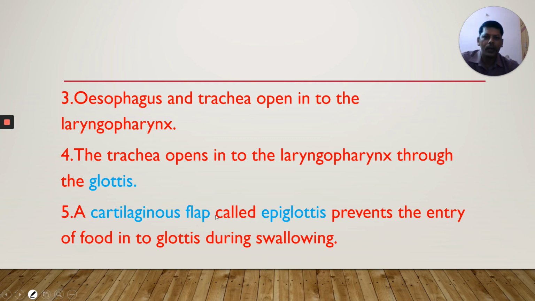A cartilaginous flap, you know very well this one. A cartilaginous flap called epiglottis prevents the entry of food into glottis during swallowing. I told you in the previous video, don't confuse uvula with this one, epiglottis.